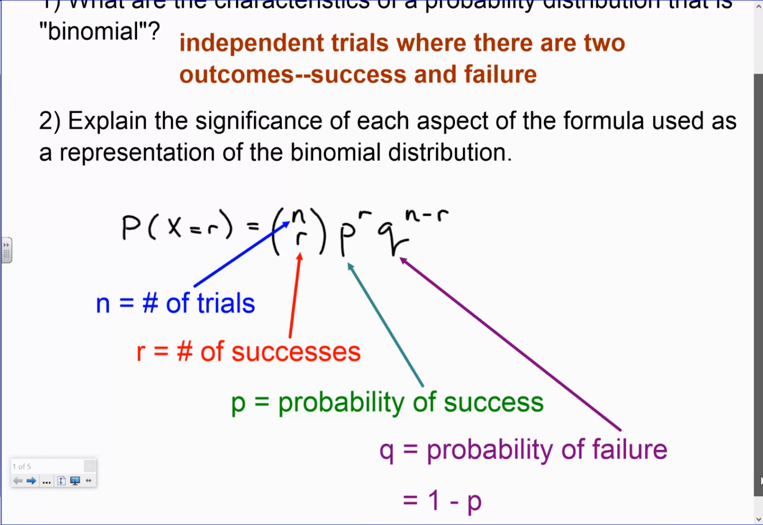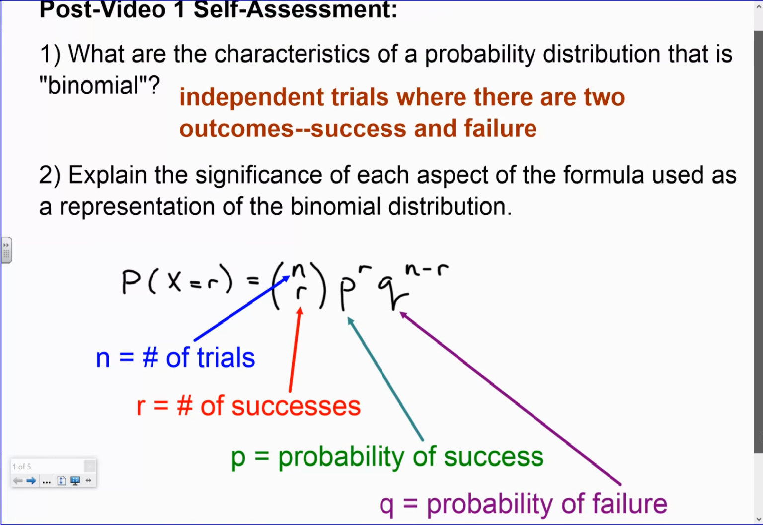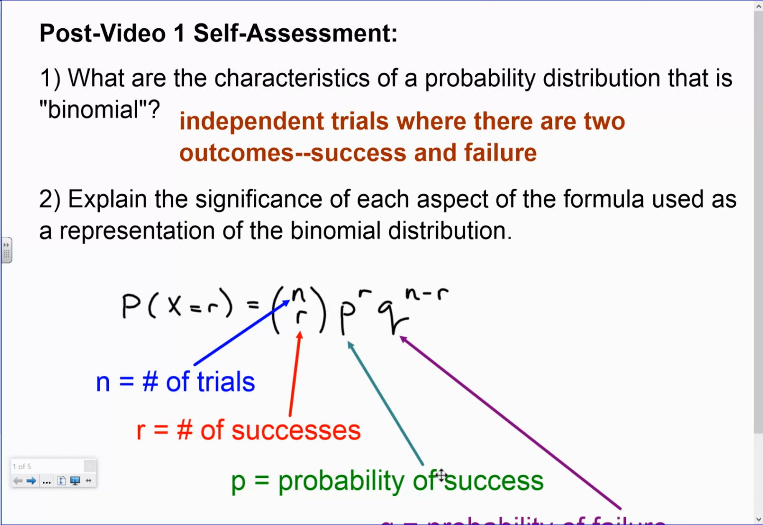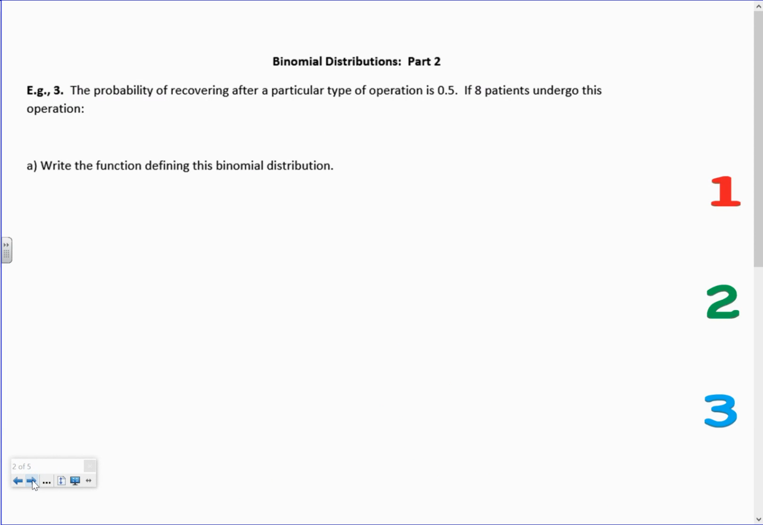So the remainder of the screencast is going to focus on the application of the binomial probability distribution. We're also going to look at some graphing as well as calculating an expected value. So here is our main example. The probability of recovering after a particular type of operation is 0.5, so a 50% chance of recovery. If 8 patients undergo this operation, I would like for us to do a few things.